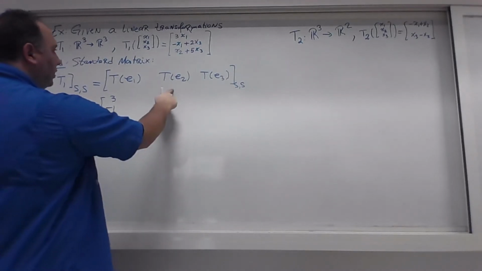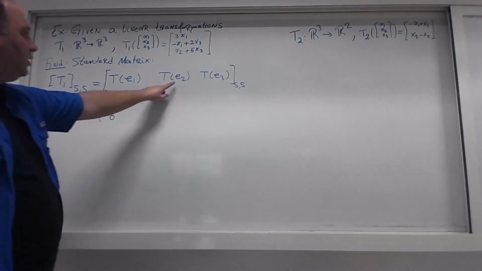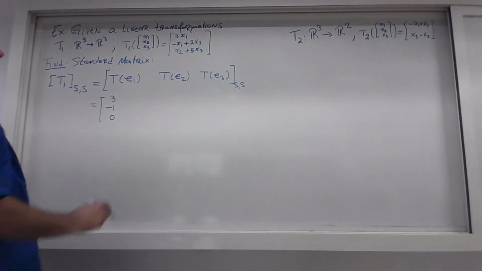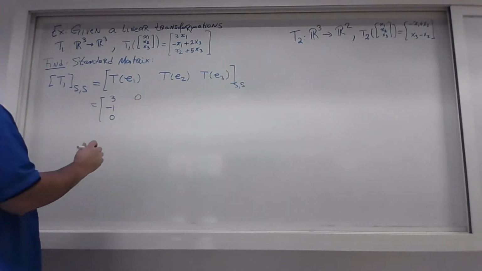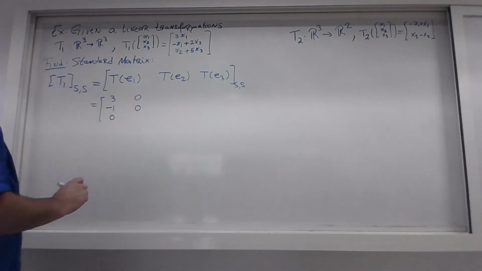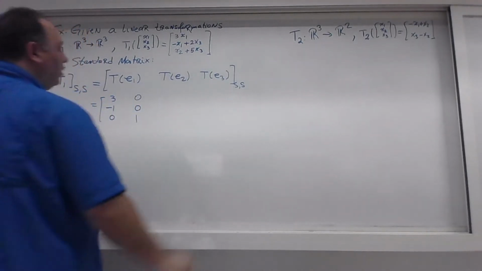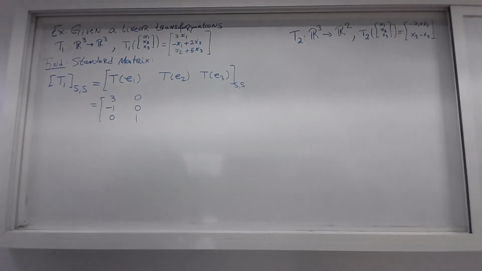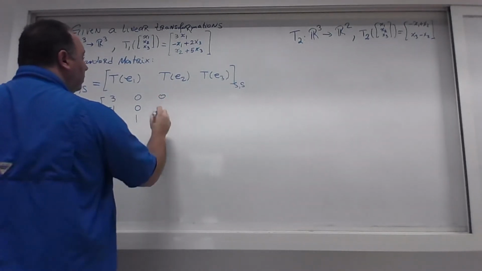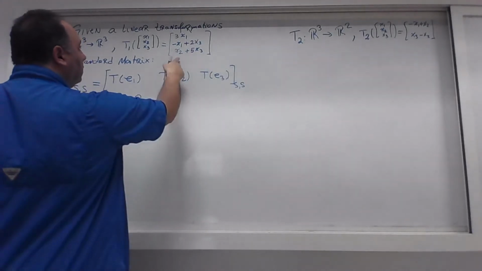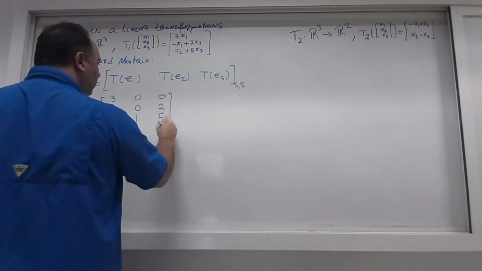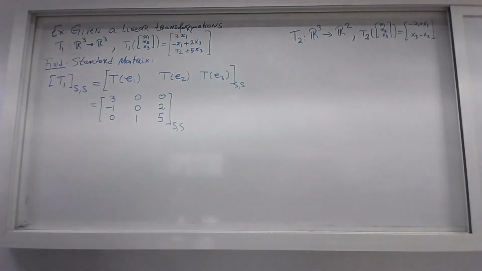0. Second column is the image of the second basis vector, so 0, 1, 0. So x2 is 1 and the other guy is at 0. And the third column is the image of the third basis vector, 0, 0, 1. So this is 5. So that's the standard matrix for T1. Okay.